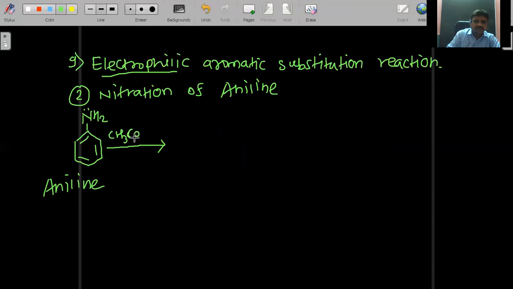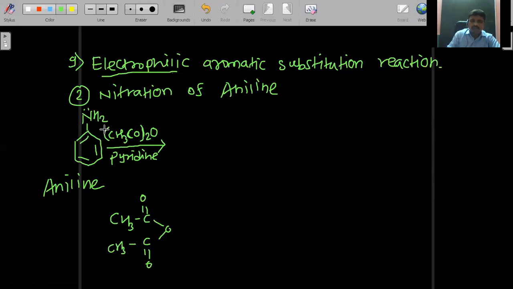Acetic anhydride means CH3CO-O-COCH3, and this reaction is carried out in presence of base pyridine. Now what is acetic anhydride? Acetic anhydride is written like this: CH3 C double bond O, O, C double bond O CH3. So one hydrogen atom and this CH3COO gives CH3COOH, and in the place of that hydrogen this COCH3 is attached.